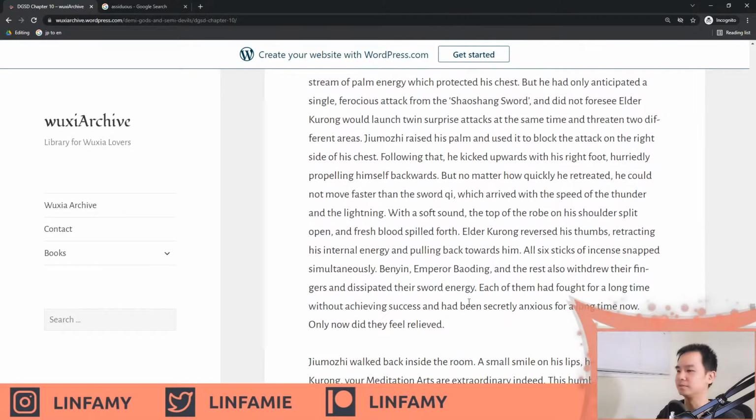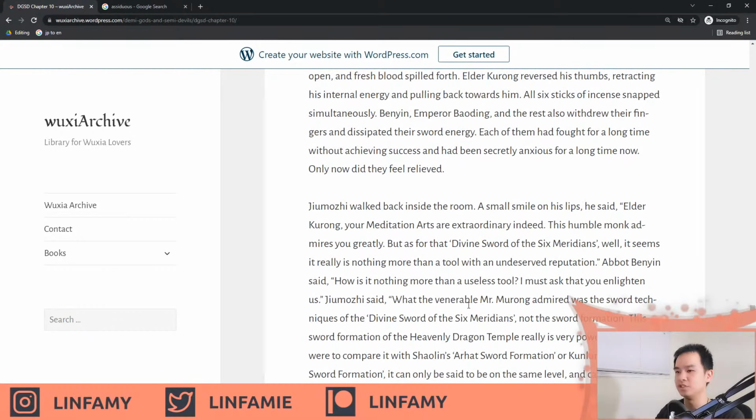"All right, first blood." Elder Ku Rong reversed his thumbs, retracting his internal energy and pulling back towards him. All 6 sticks of incense snapped simultaneously. Bun Yin, Emperor Baoding, and the rest also withdrew their fingers and dissipated their sword energy. Each of them had fought for a long time without achieving success and had been secretly anxious for a long time now. Only now did they feel relieved. Jiu Mozi walked back inside the room.